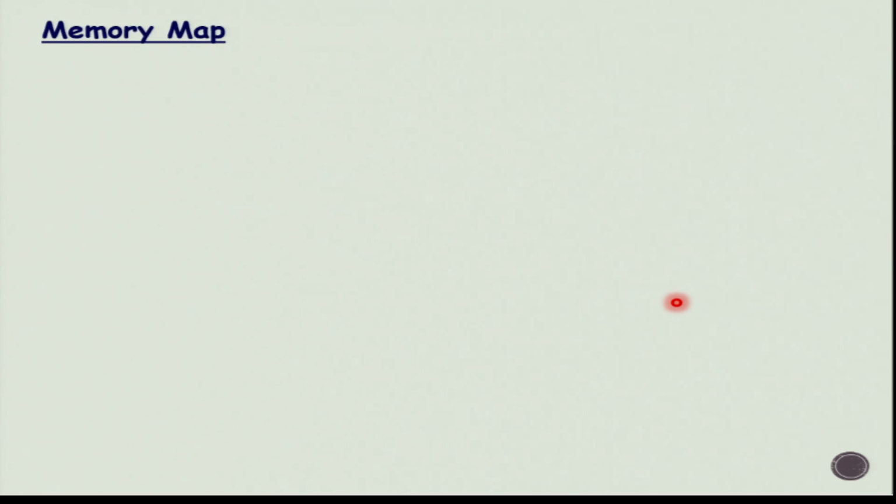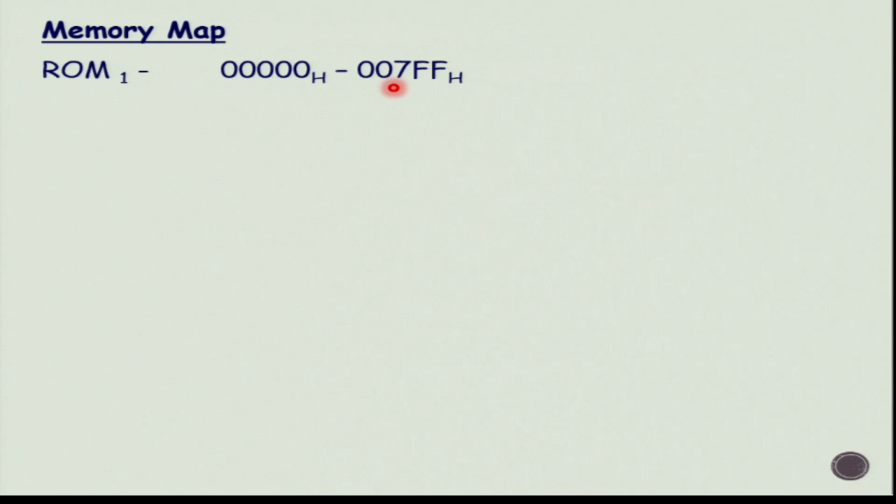So first let's do the ROM interfacing. We have 2 ROM chips, ROM 1 and ROM 2. Each of them is going to be a 2K chip, so you have to allocate 2K addresses to them. ROM is going to start from address 000. The first 2K addresses would be from 000 to 007FF.